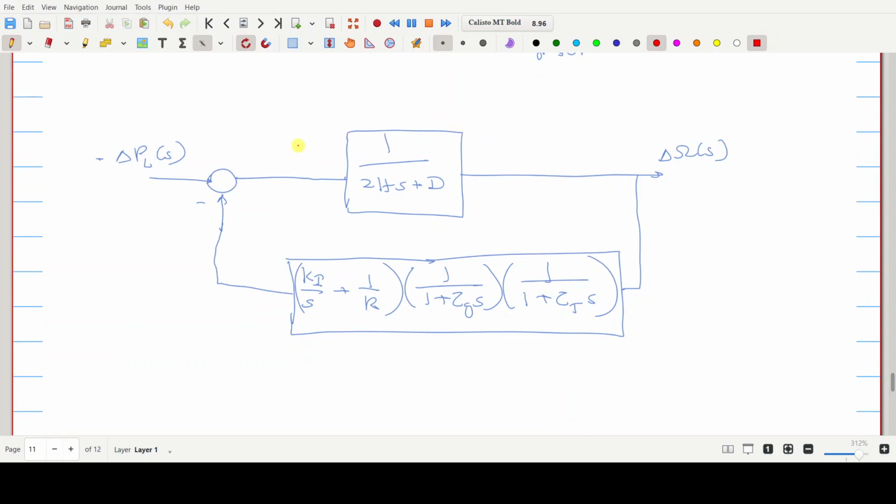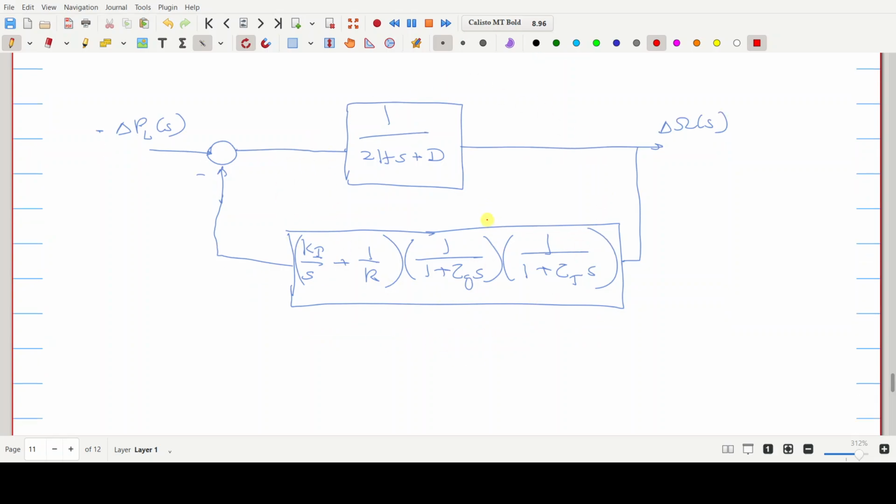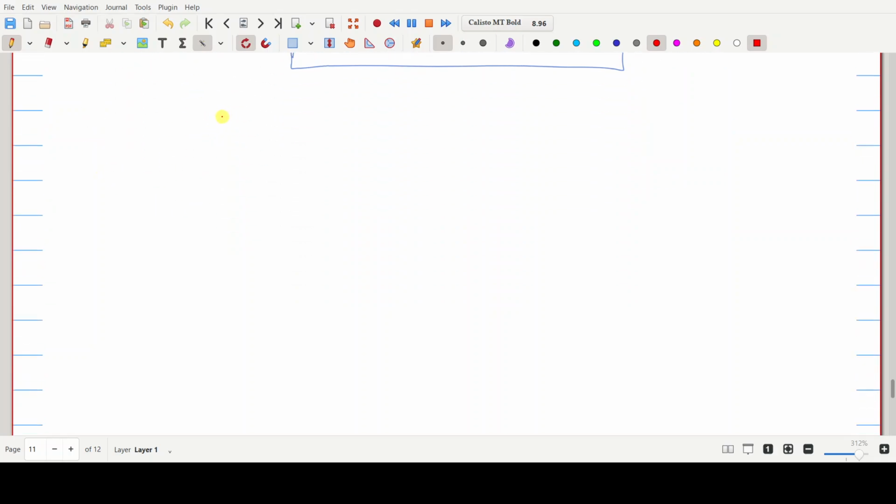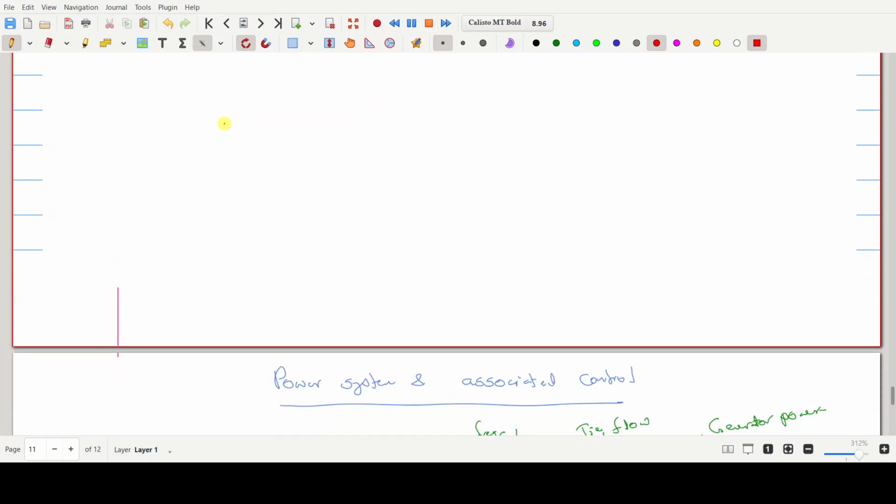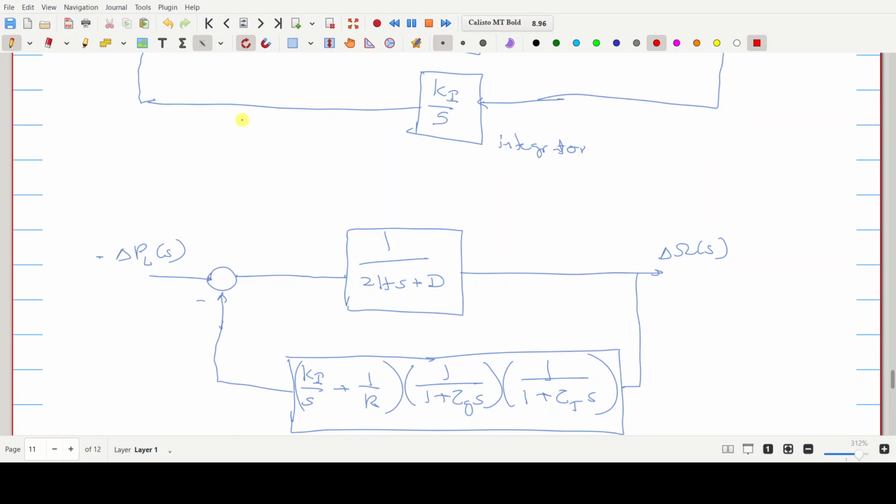This block diagram shows how the generator output, the generator speed, will vary when there is a load change in the power system, or load changes that are connected to the generator.